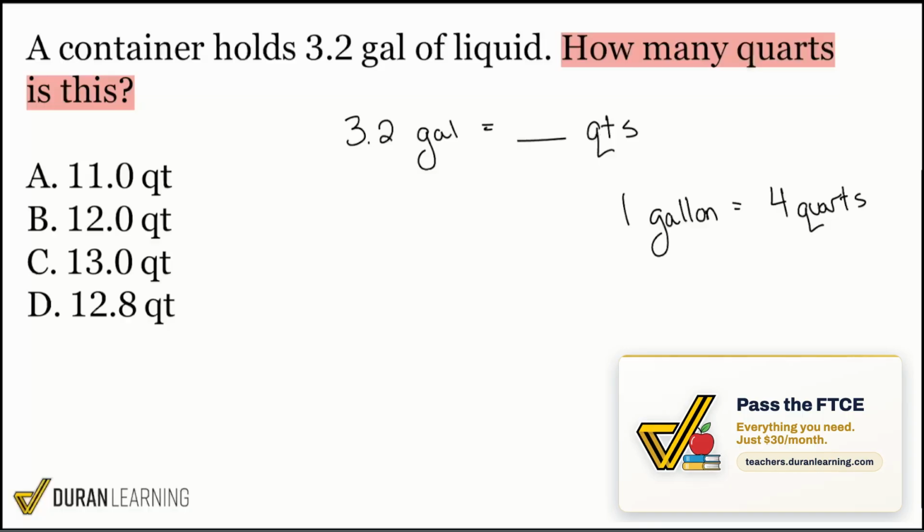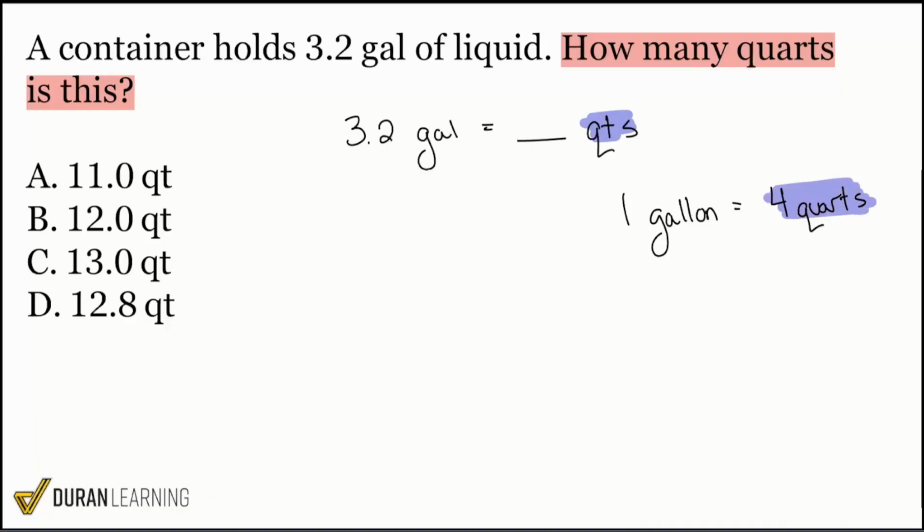4 quarts makes 1 gallon. So my party people, we are trying to get 2 quarts. Because we're trying to get to the unit that has the number on it, we will perform what operation? Yeah, we're going to multiply.